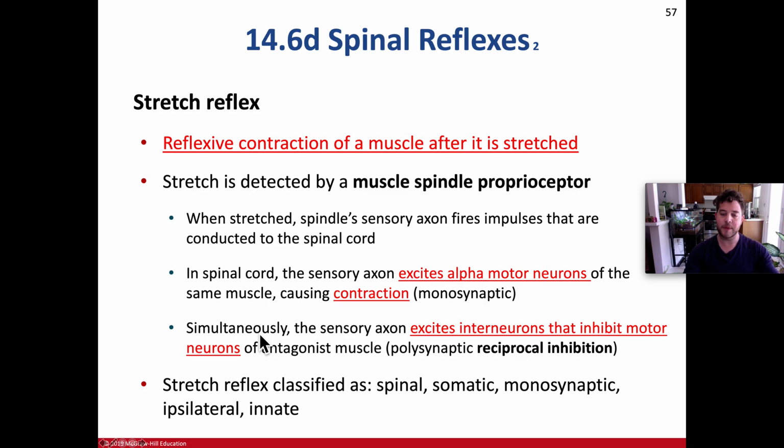Simultaneously, while that is happening, there is this thing called reciprocal inhibition that is going on. So the sensory axon excites interneurons that inhibit motor neurons of the antagonist muscle. What that means is, how can I get my arm in here? I'll do this one. That makes more sense. So as I'm trying to contract my biceps muscle, my triceps is relaxing. That is reciprocal inhibition. What's happening is that, let's say I was stretching my bicep and for some reason I started to stretch it and it stretched too much.